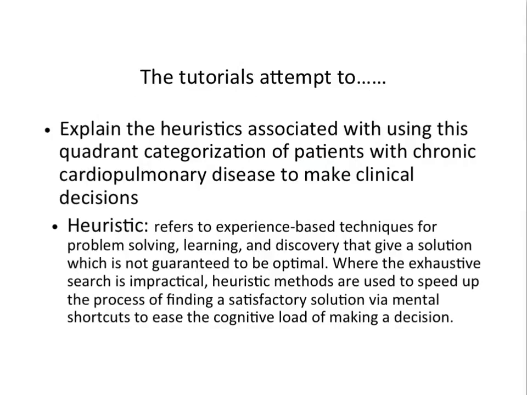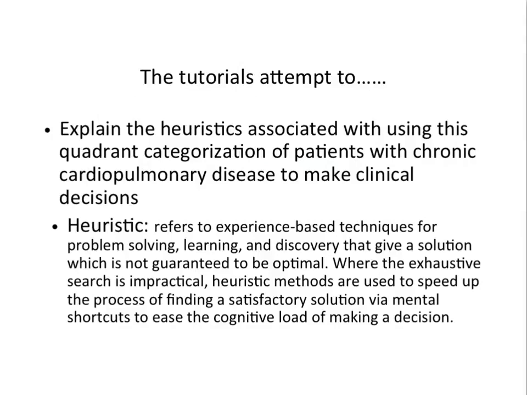So the tutorials attempt to explain the heuristics associated with using the quadrant categorization in patients with chronic cardiopulmonary disease. A heuristic is an experience-based technique for problem-solving, learning, and discovery that gives a solution which is not guaranteed to be optimal, where an exhaustive search is impractical. Heuristic methods are used to speed up the process of finding a satisfactory solution via mental shortcuts to ease the cognitive load of making a decision.